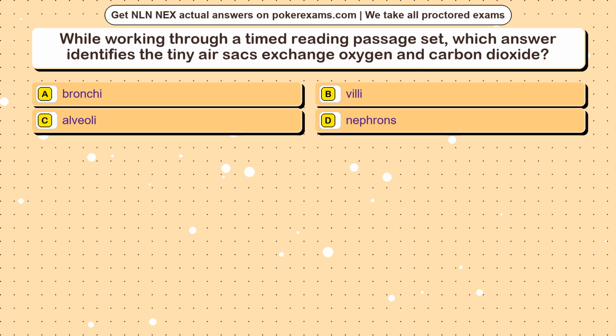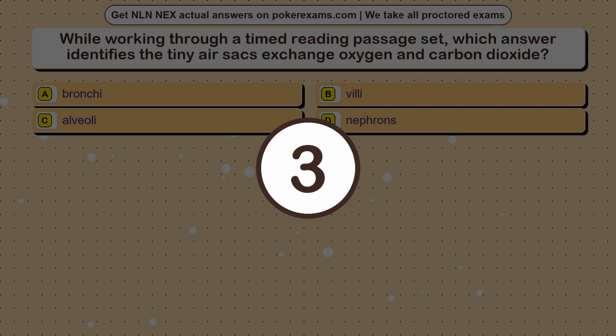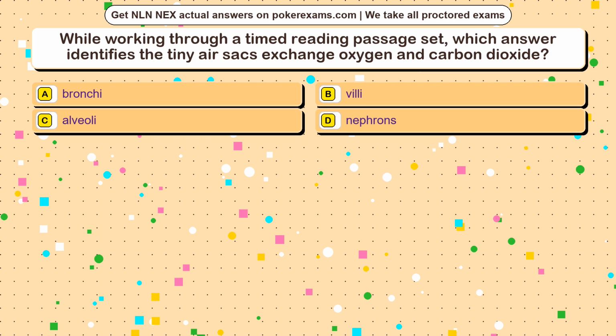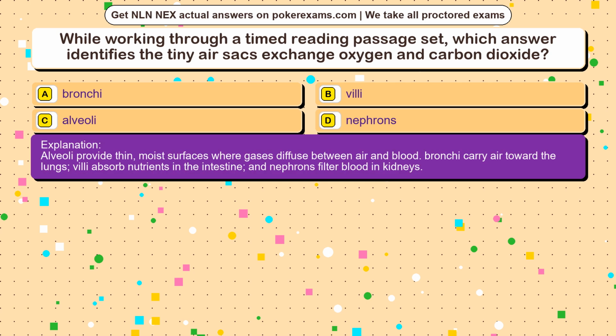Question 8. While working through a timed reading passage set, which answer identifies the tiny air sacs that exchange oxygen and carbon dioxide? Option A, bronchi. Option B, villi. Option C, alveoli. Option D, nephrons. The correct answer is option C. Alveoli provide thin, moist surfaces where gases diffuse between air and blood. Bronchi carry air toward the lungs, villi absorb nutrients in the intestine, and nephrons filter blood in kidneys.